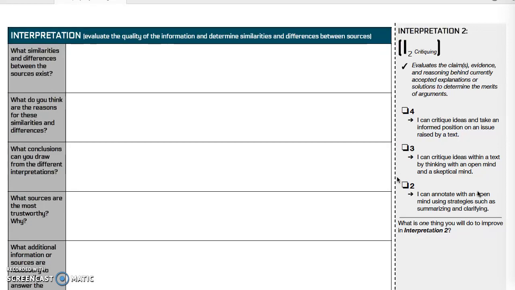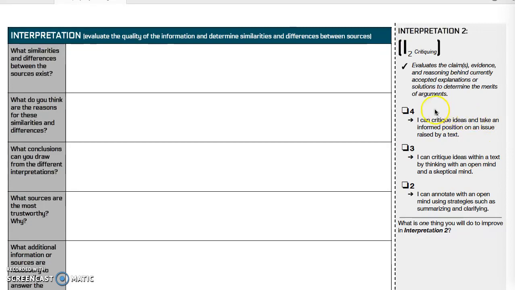Since this is new for many of you, some of you may begin at level 2 or approaching grade level. That is the basic skill that you would need to move up to grade level. On level 2, you should be able to annotate with an open mind using strategies such as summarizing and clarifying. That is basically you understanding what you're reading by using strategies that will allow you to make sense of it.